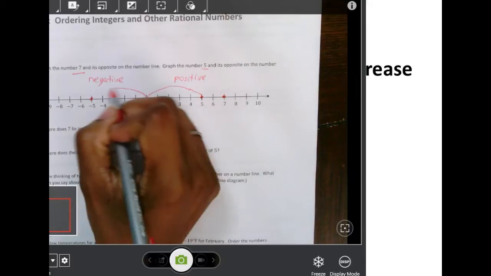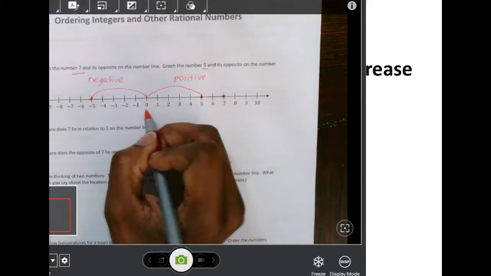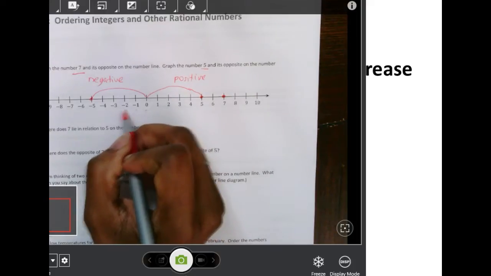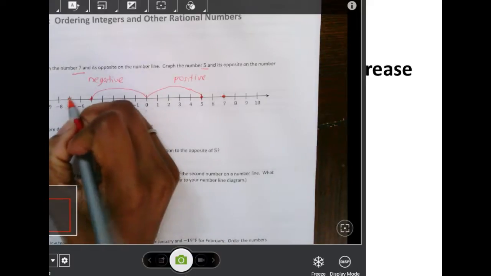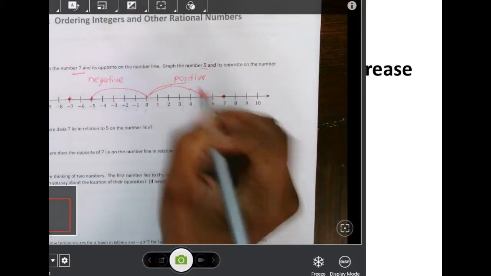To find the opposite of 7, you're also going to start at 0, and you're going to move to the left 1, 2, 3, 4, 5, 6, 7. And that is -7, and -7 is the opposite of 7.